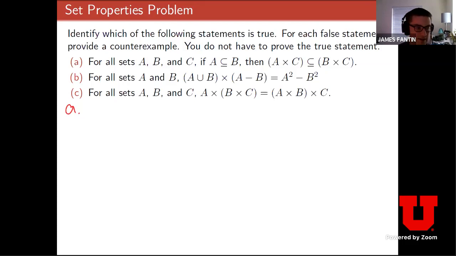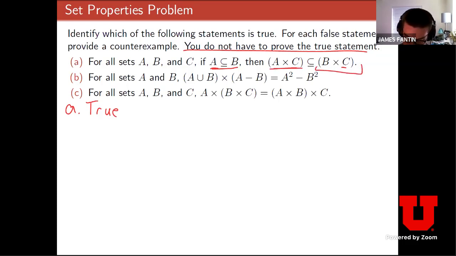Does anybody have any guesses for part A, if you think it's a true or false statement? Yeah, perfect. Somebody says true, and that in fact is what it is. We're not asked to prove it in this statement, but some of the intuition behind this is we already knew that A was a subset of B. If we take the Cartesian product with the same set, then this is always going to be contained in this statement over here.